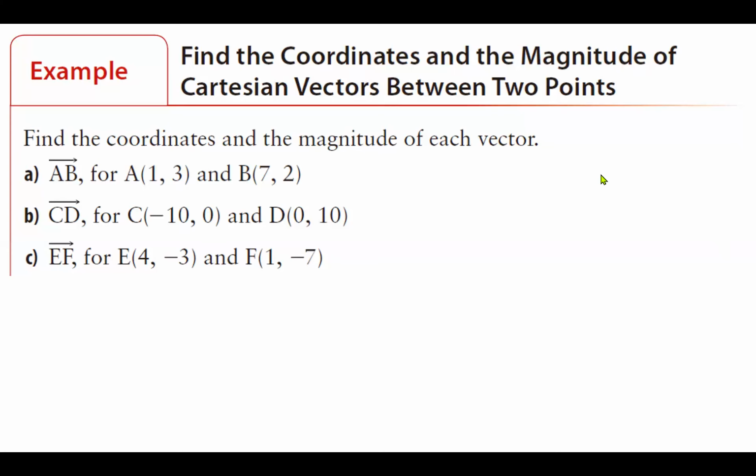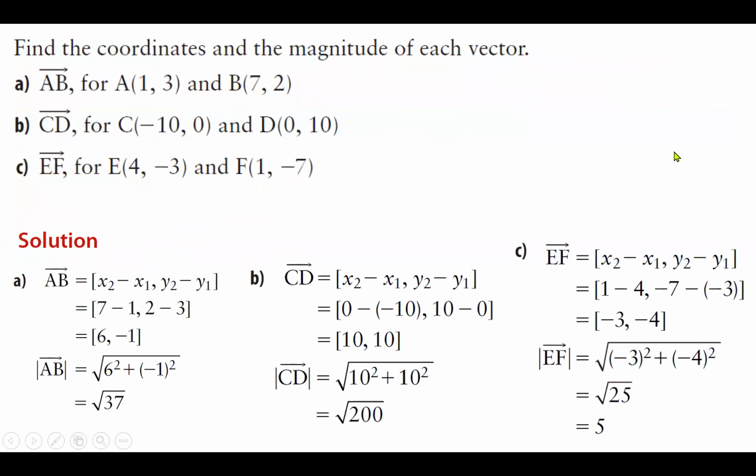Okay, have you finished? Well, let's have a look at the solution together.